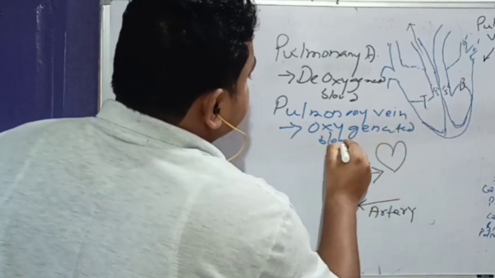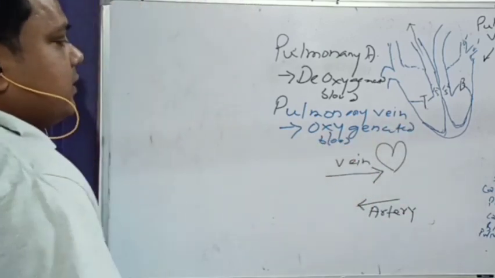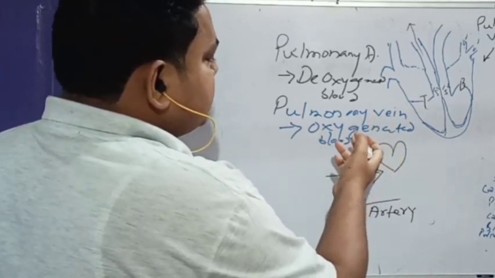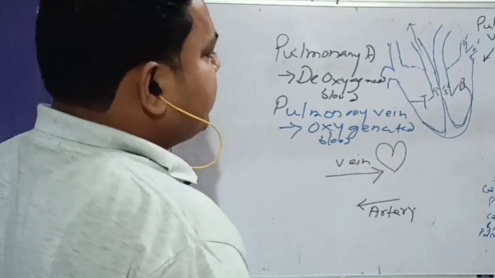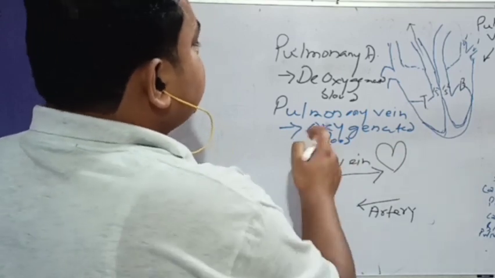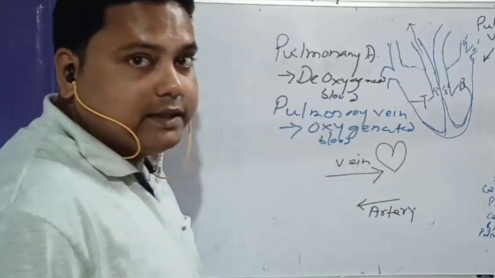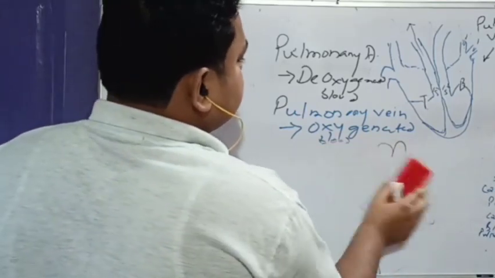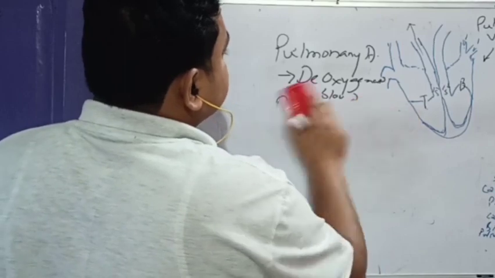This is the exception. So the question: which of the veins carries oxygenated blood? They will give you different names of veins, and the right answer will be the pulmonary vein. Is it okay? Okay. Now let's move ahead.